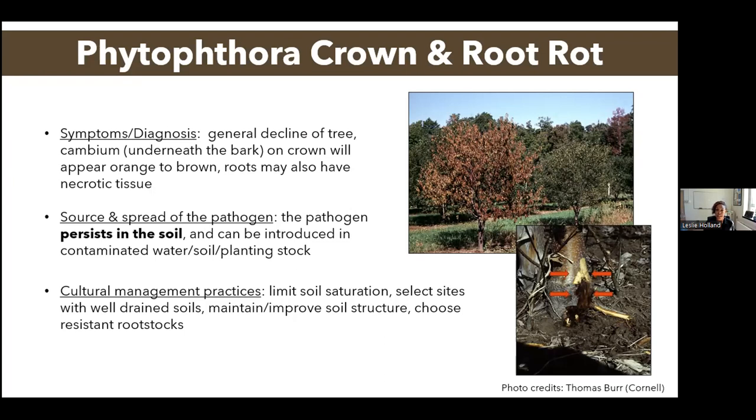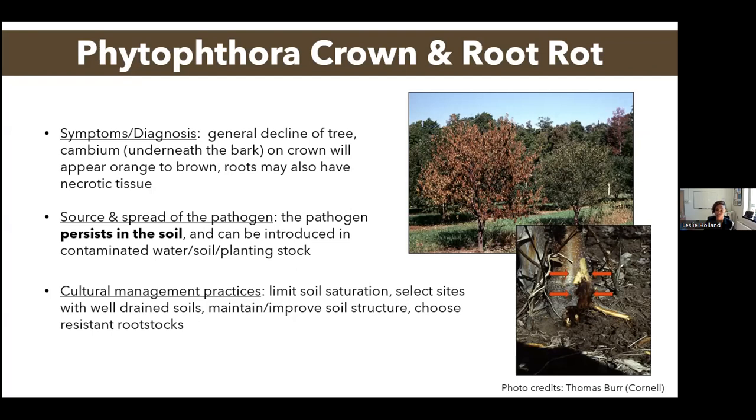Additionally, if you were to cut the bark off near the crown and then into the root tissue, you would notice this necrosis, and it would be a margin between healthy tissue and this necrotic or dead tissue. And this is pretty common for those crown and root rots that we observe. The Phytophthora pathogen itself actually persists in the soil for a really long time. It can be introduced on contaminated soil, planting stock, as well as contaminated water. So these are potential sources of introduction of this pathogen to the orchard.